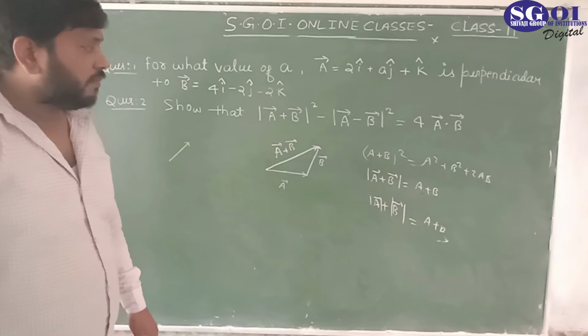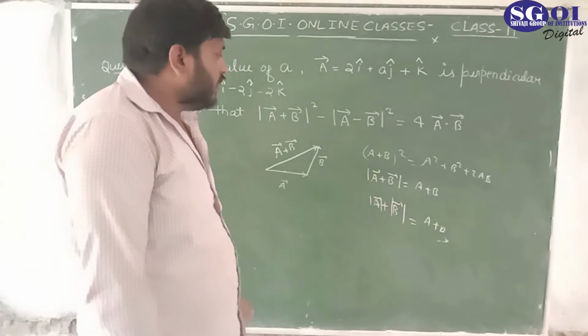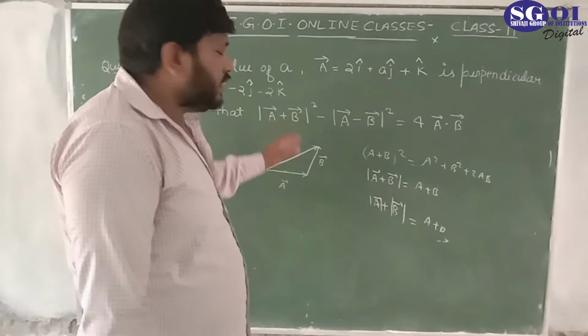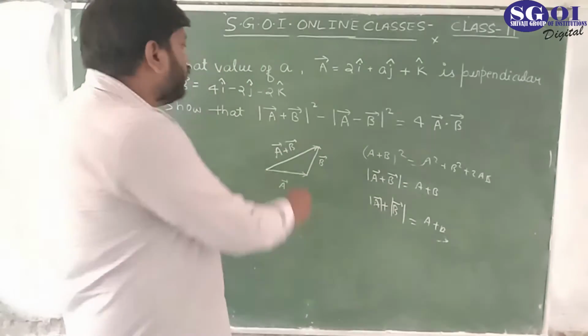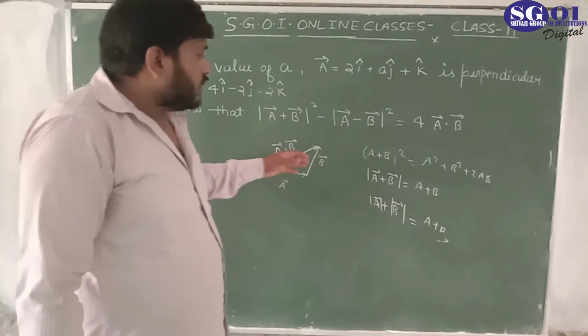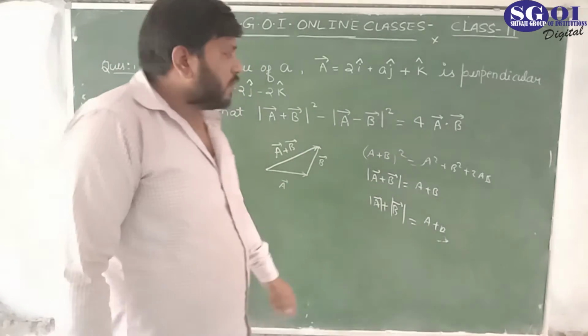I think you have cleared this particular point, a very important point. We cannot say that a plus b squared is a square plus b square plus 2ab in this situation. The magnitude of the resultant of the addition of two vectors is not equal to a square plus b square plus 2ab.